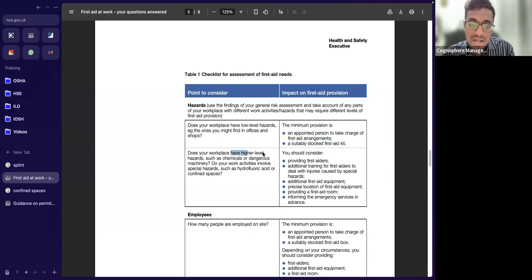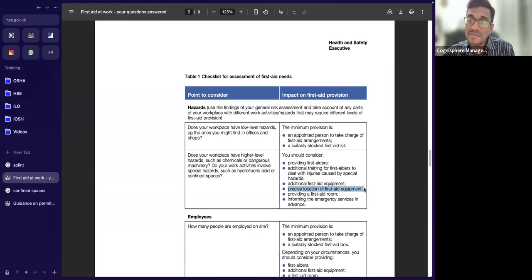But if your workplace has higher level hazards, then you will consider providing first aiders. For low level, you may as a minimum have an appointed person, but for higher level hazards, you may consider providing first aiders, additional training for first aiders to deal with specific injuries, and additional first aid equipment. So other than a first aid kit, you may need to provide additional first aid equipment, and then a precise location of first aid equipment or a dedicated first aid room. So your arrangements will vary depending on the level of hazards in your workplace. This is one factor, hazard.